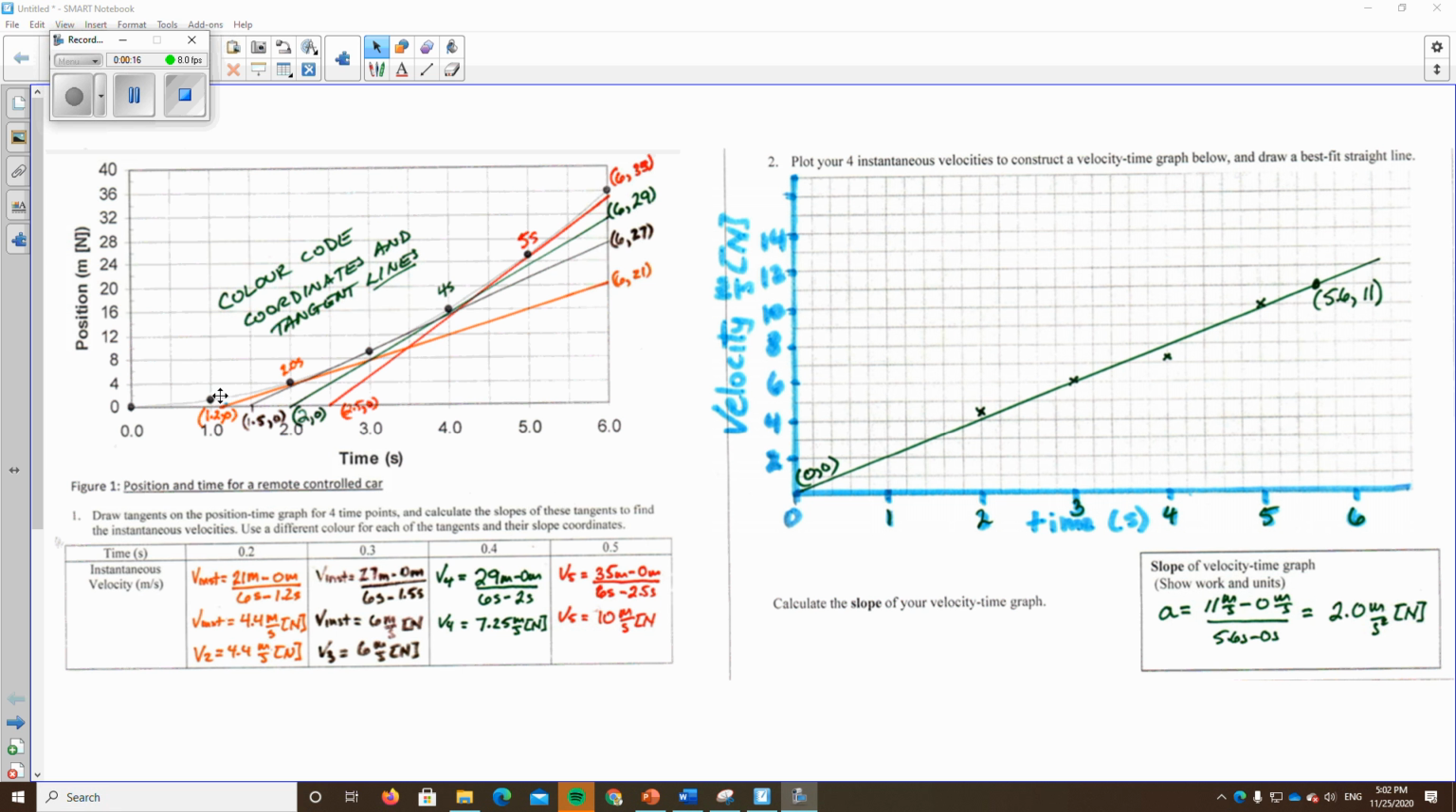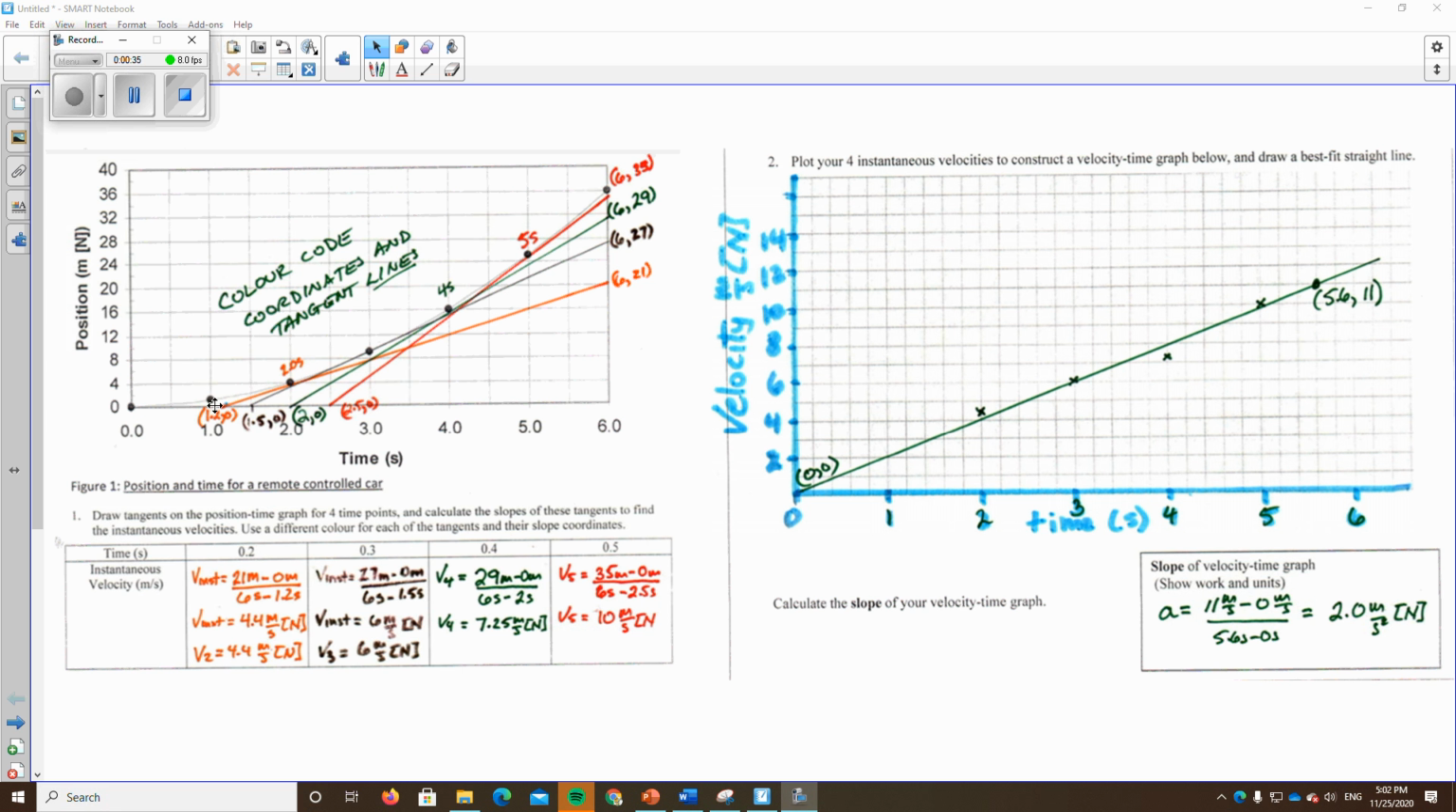And what we did here was we determined the instantaneous velocity at 4 time points: 2, 3, 4, and 5 seconds. So in your lab, it's going to be a little bit different because you're going to be determining the velocity at 0.2, 0.4, 0.6, and 0.8 seconds. So a little different, but same idea.